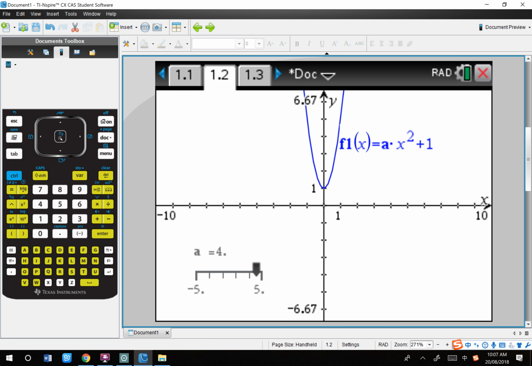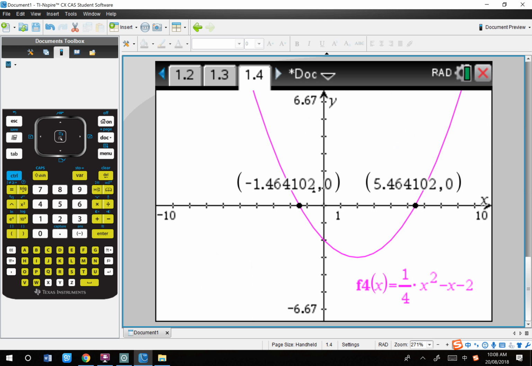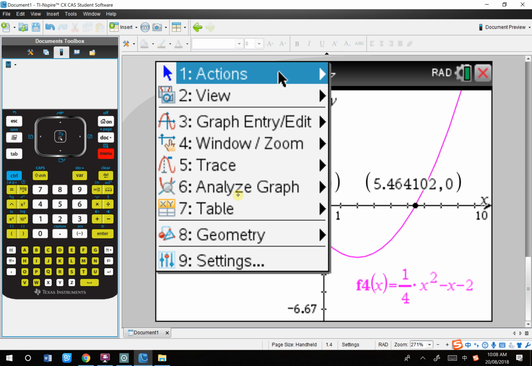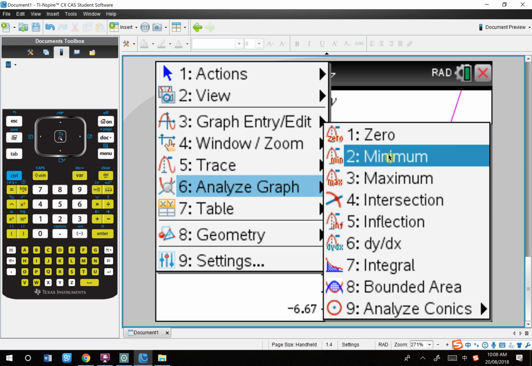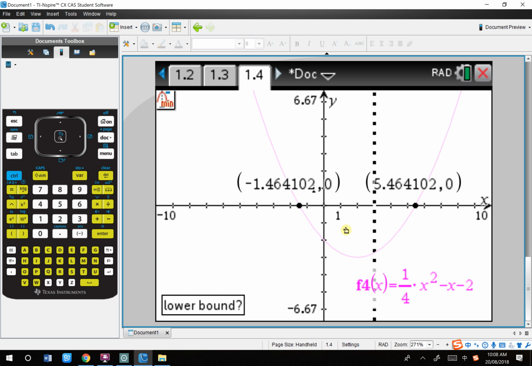If I go back to this page, Control up and 1.4, go back to where we sketched this function. Now I know where the 2 x-intercepts are and the exact coordinates for that. All right, I'm going to find one turning point. What kind of turning point is this one? Minimum. So menu, analyze the graph and go for minimum. I'm solving for the minimum y value.